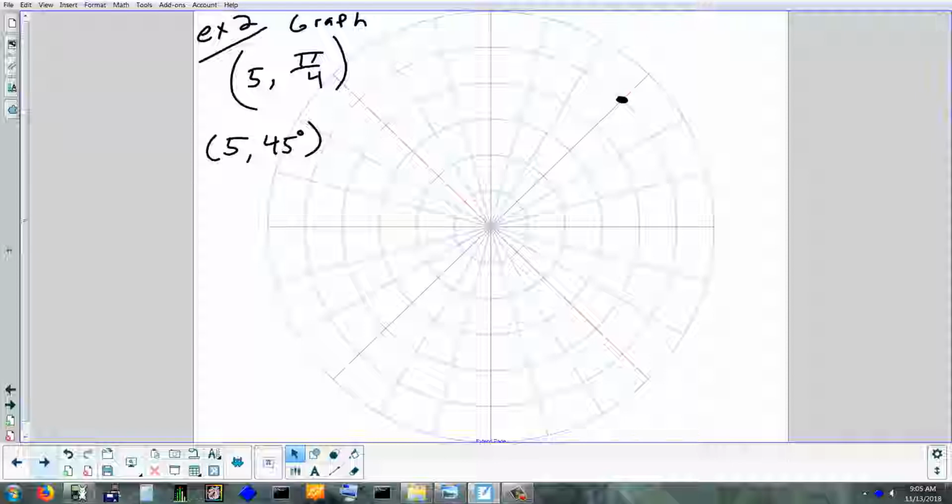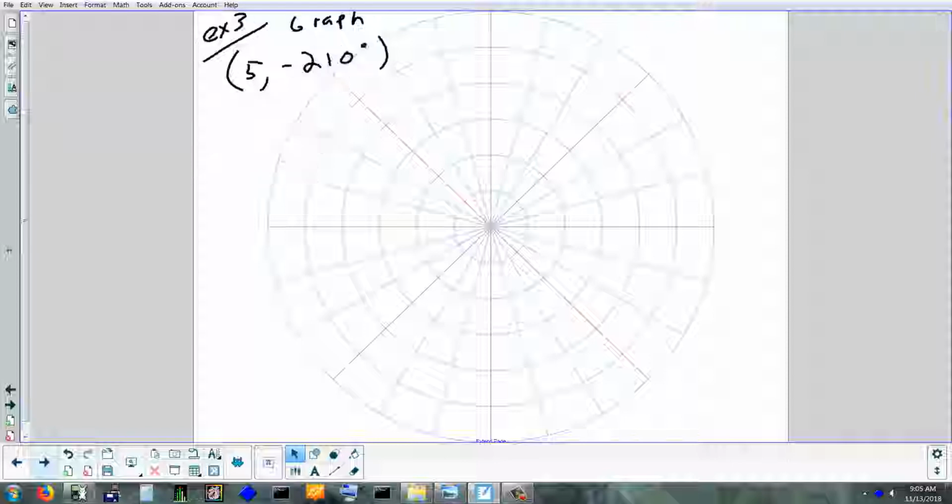Okay, so that's a positive radius, positive angle. Let's look at positive radius, negative angle. All right, so nothing you have to change to degrees here, so that's good. So we're starting with a 5, and that's the same as the last problem. Okay, so 5 units, right? And now I'm going to go 210 degrees.